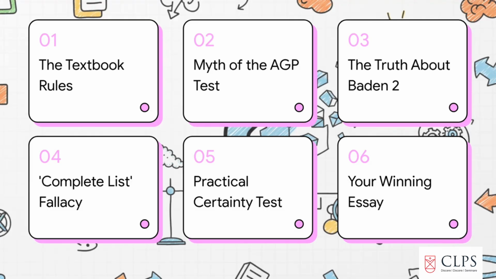So here's our game plan. First, we'll look at the standard rules, the ones you find in every single textbook. But then, and this is the important part, we're going to start taking them apart piece by piece, digging into the key cases. We'll expose some myths, find out what's really going on, and then we'll build it all back up into one powerful, sharp argument that you can use to structure a brilliant essay.